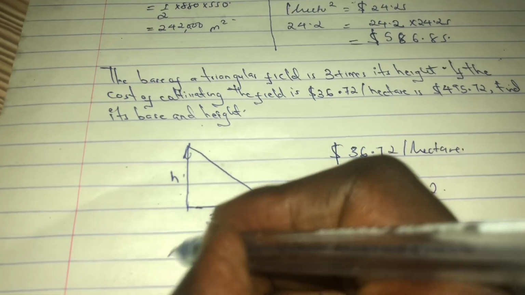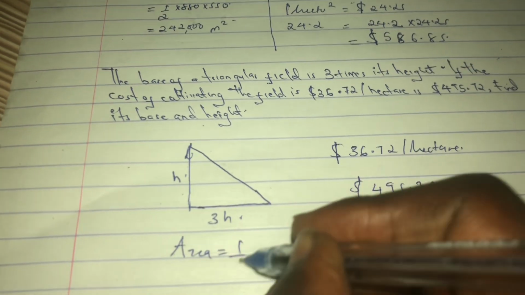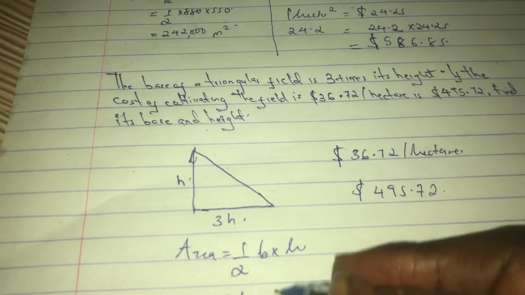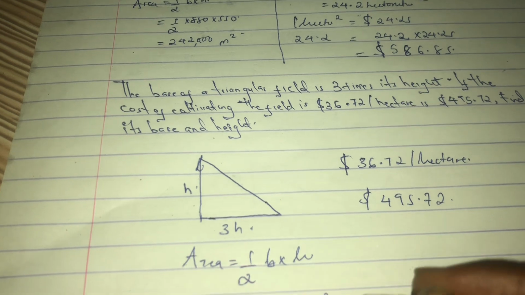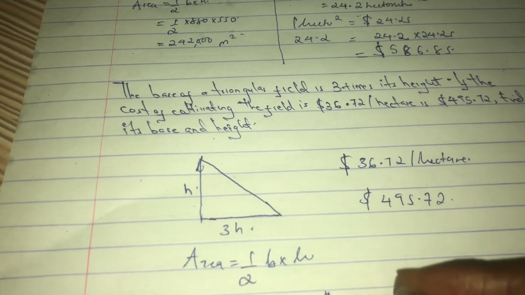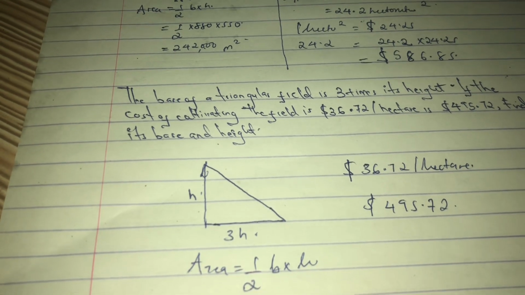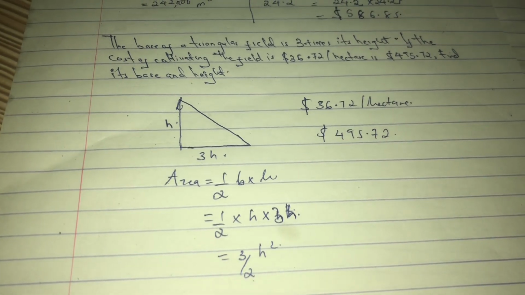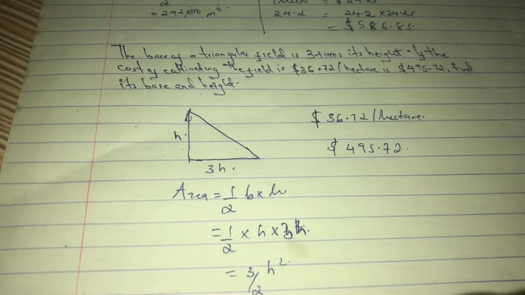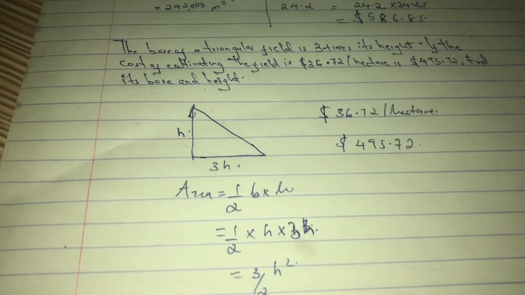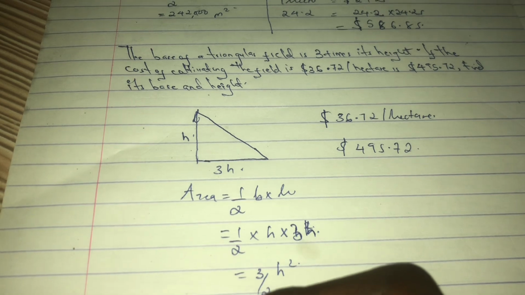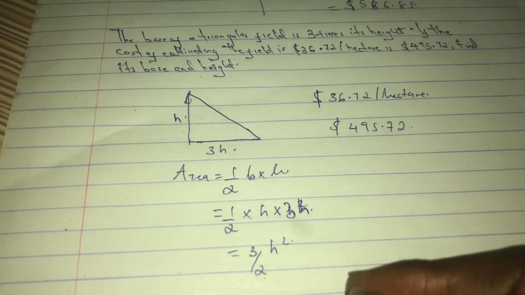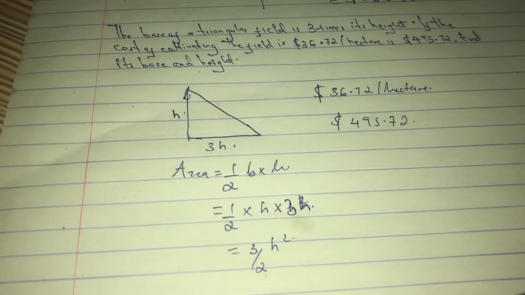That means you're going to first find the area here. Area is a half base times height. So it's a half times its base, which is 3h, times its height, which is h. So this is also 3/2 h squared. Are we together? And then remember they've told us that per hectare, 1 hectare will cost $36.72. Are we together?